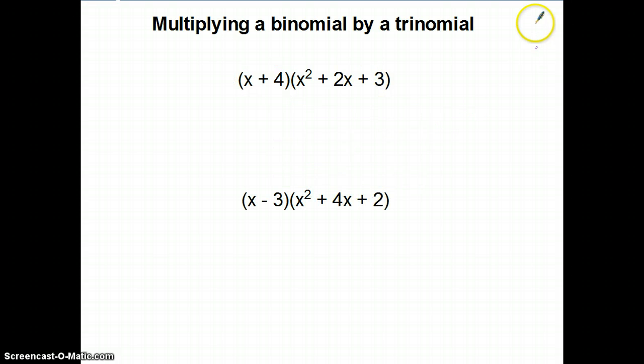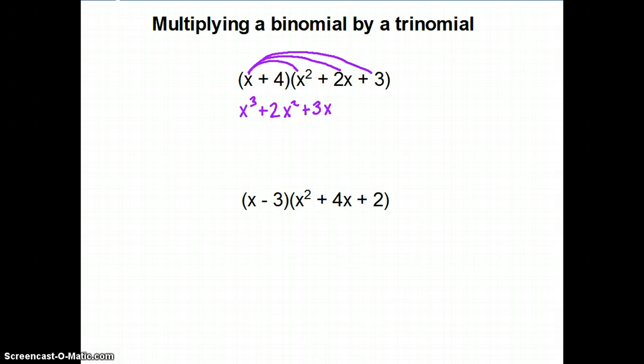We can simplify this process as we did before with our FOIL method by simply taking each term from the parentheses on the left and distributing it to everything in the set of parentheses on the right. So first I will take the x from the parentheses on the left and multiply it by my entire trinomial on the right. X times x squared is x to the third power. X times 2x is a positive 2x squared. X times positive 3 gives me a positive 3x.